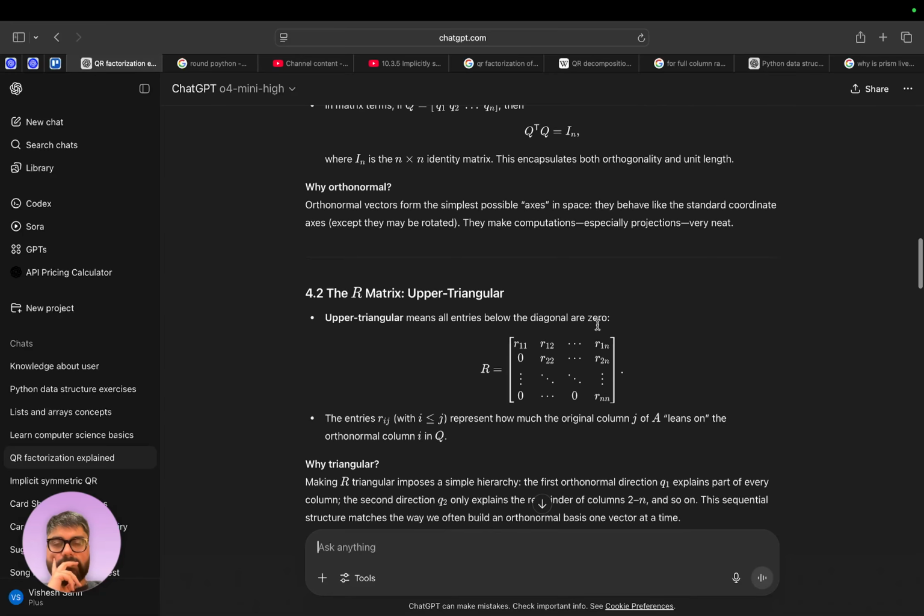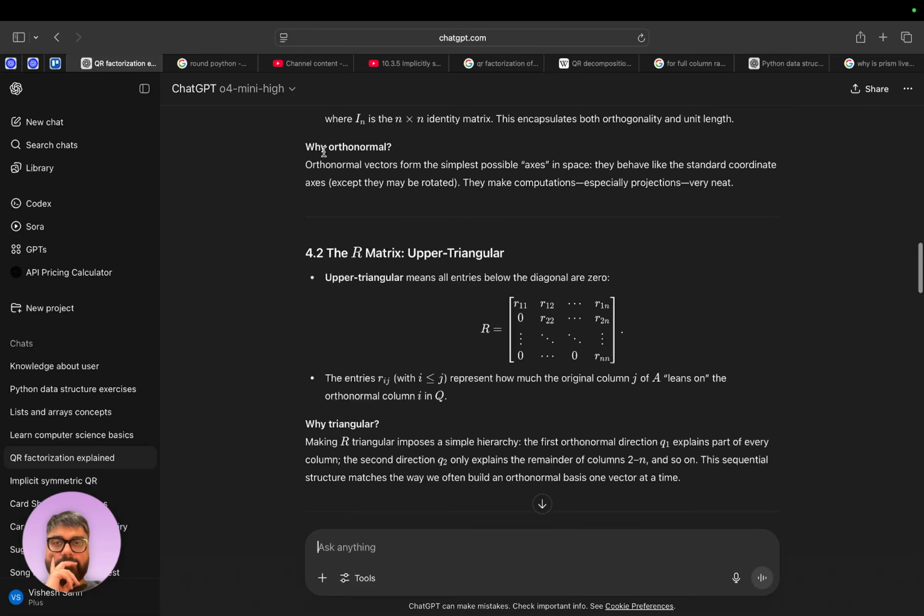So that's Q. And why orthonormal? Orthonormal vectors form the simplest possible axes in space, and they behave like standard axes essentially. This is something I kind of intuited several episodes ago. It's nice when you just intuit something and then you see the formalization of it and you're like, oh wow, I thought of that. That's fun, right?